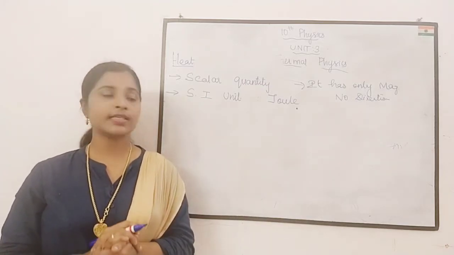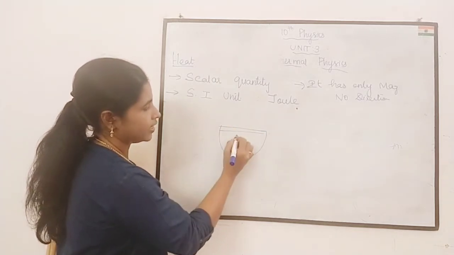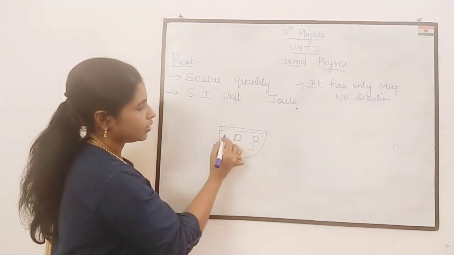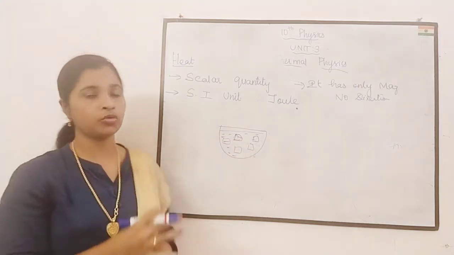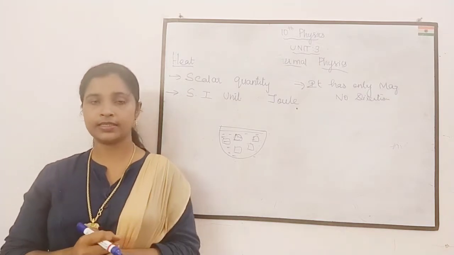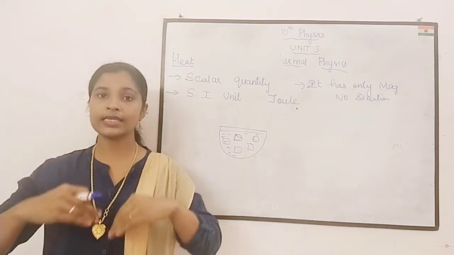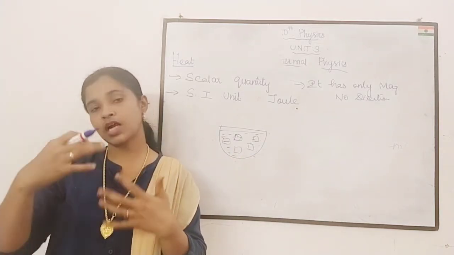As I told you, suppose you take a vessel, and there are ice cubes inside the vessel. And this is hot water. You take the ice cube and dip it inside the hot water. What happens is, since the water is very hot, the heat transfers from the water to the ice cube. So the ice cube now starts to melt.